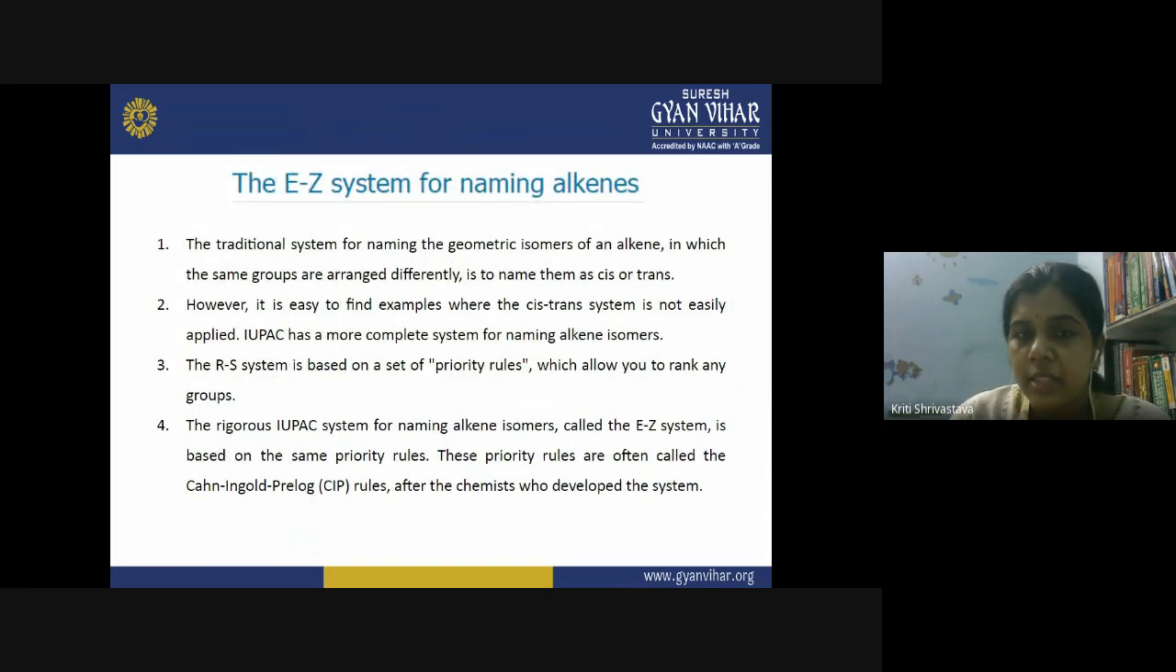After discussing this, the last type of system we have is the EZ system for naming alkenes. And we know that in the case of alkenes, we see geometrical isomers, right? We have seen that for a carbon-carbon double bond, there are two substituents on each carbon. If similar substituents are present on the same side, we call it a cis isomer. And if the similar substituents are in the opposite direction on the two carbon atoms, you call it a trans isomer. So this is the traditional system of naming such alkenes.